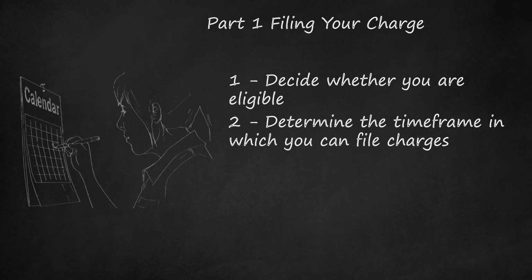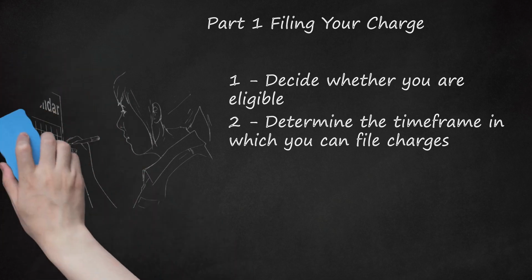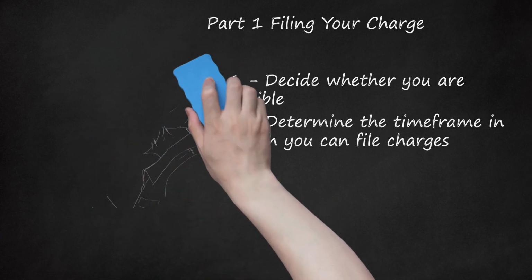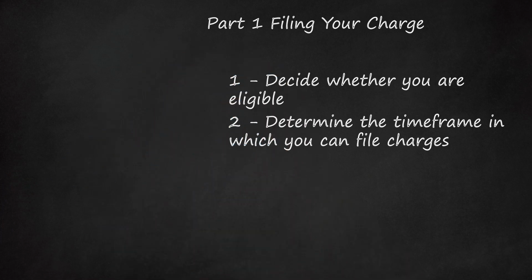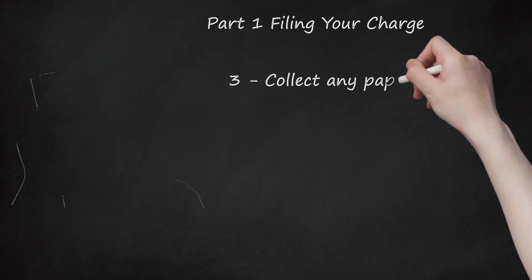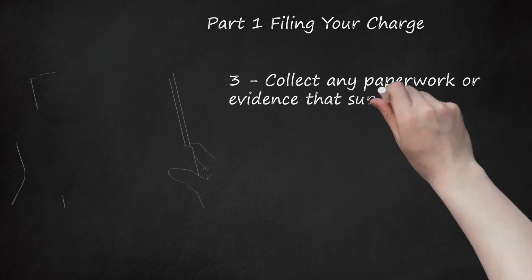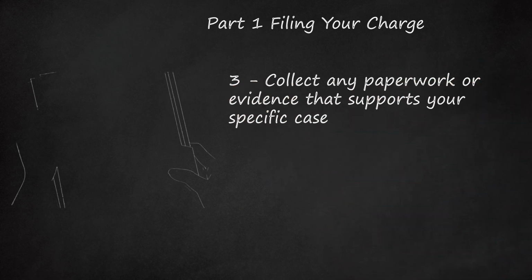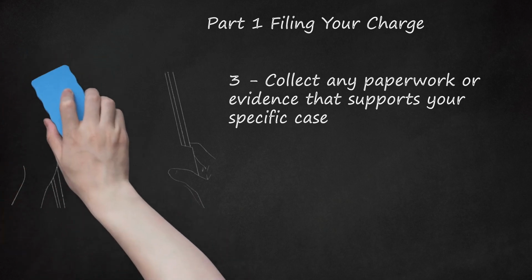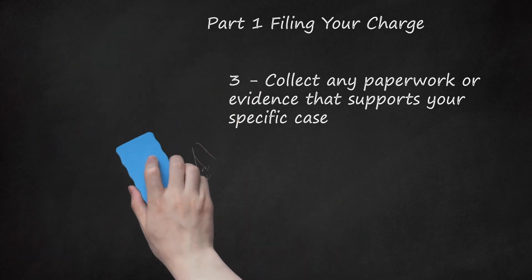If you are a federal employee or job applicant, you will be required to file charges within 45 days of the initial discrimination incident. 3. Collect any paperwork or evidence that supports your specific case. For example, if you were fired and told it was due to low performance, gather copies of all your performance evaluations and the documentation informing you that you were fired.